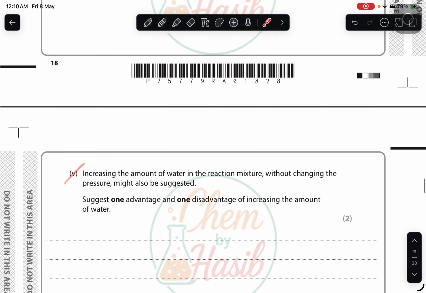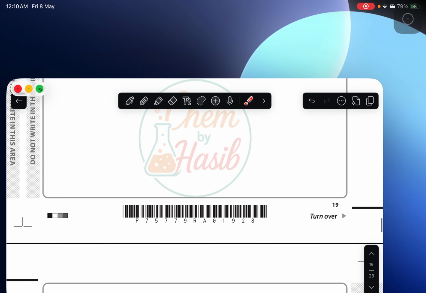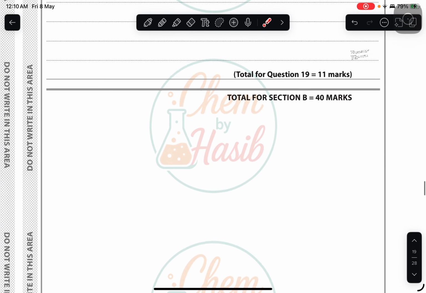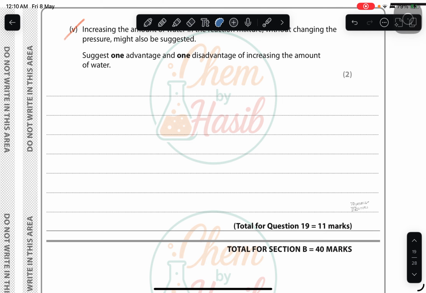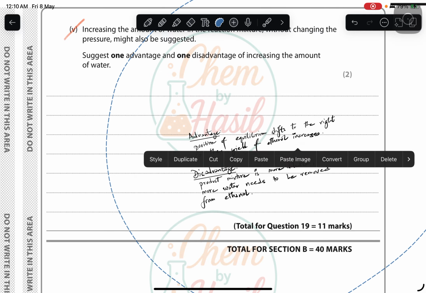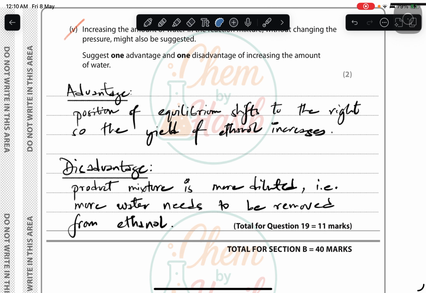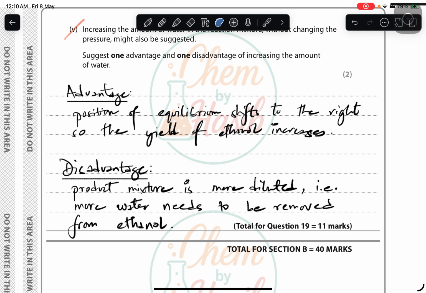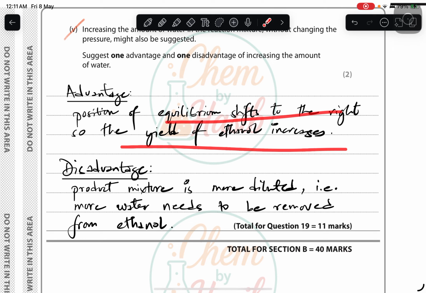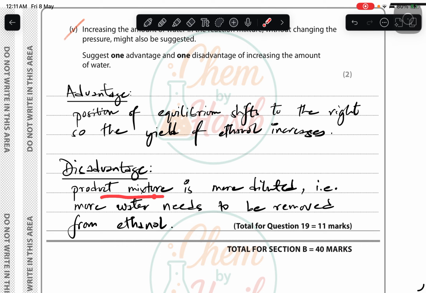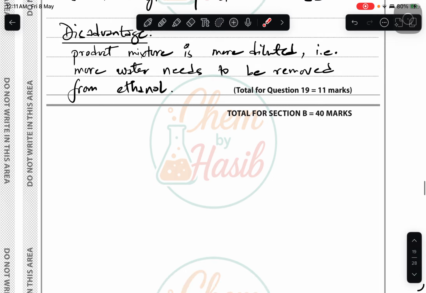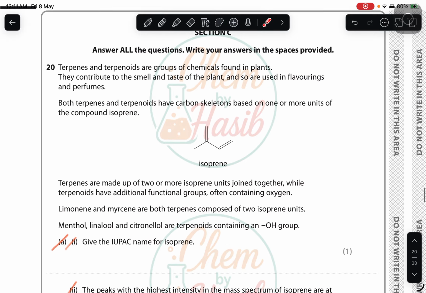So the answer would be, let me show you the answer. I've already written the answer. Where's the answer? Here's the answer. Let us look at the answer. It says the position of equilibrium shifts to the right, so the yield of ethanol increases. Disadvantage, product mixture is more diluted, that is more water needs to be removed from ethanol. Now we move on to the next question, question number 20.